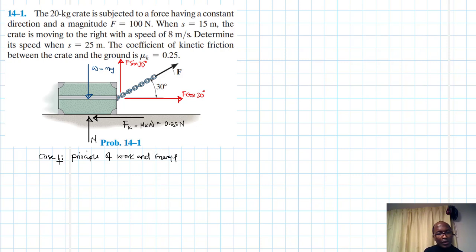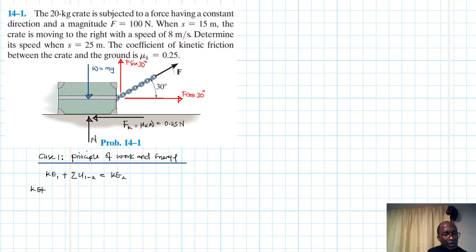So what is this particular principle? The initial kinetic energy, K1, plus the total work done from point 1 to point 2 is equal to the final kinetic energy, K2. This is the method we intend to use. So let's start working this out.